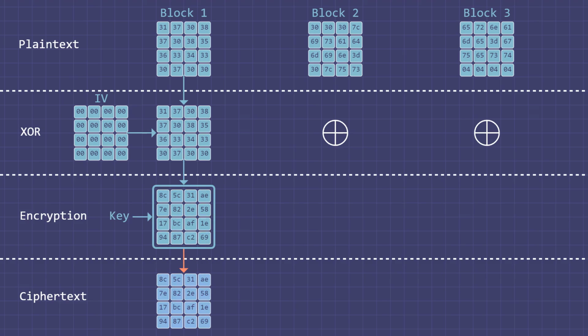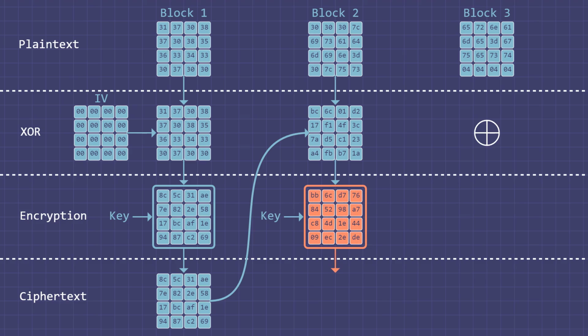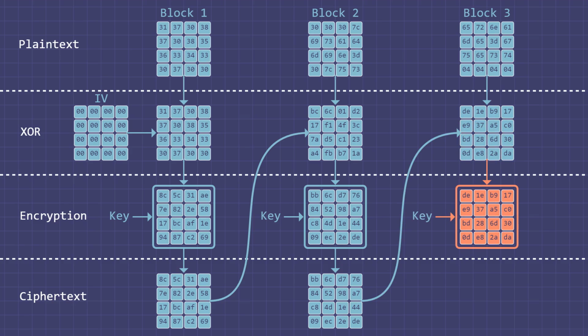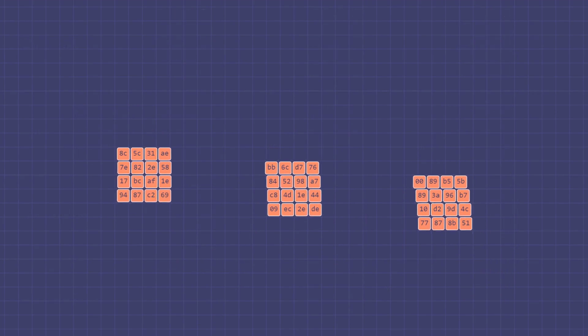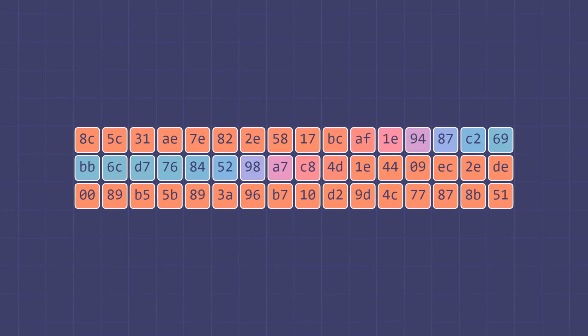We go for the next plaintext block. Now we need to XOR the plaintext block with the previous ciphertext block. And the result is encrypted with the key. Finally, we do the same for the last block. First, we XOR with the second ciphertext block, and then we encrypt it with the key. Now we have our encrypted blocks. We can arrange them so we have 48 bytes of encrypted data, from the top row that contains the first 16 bytes to the bottom one.